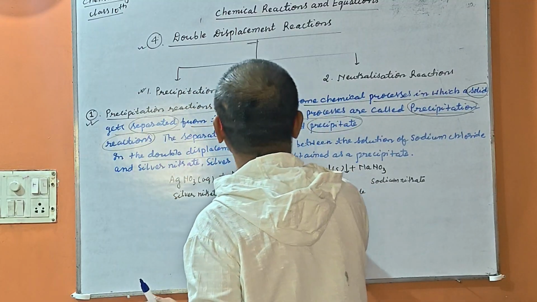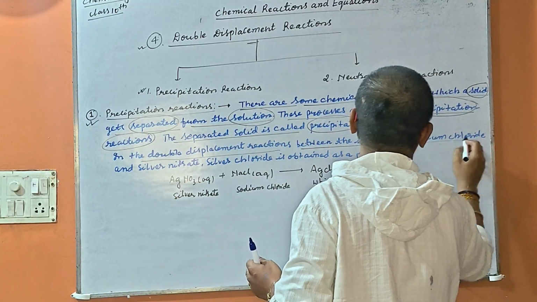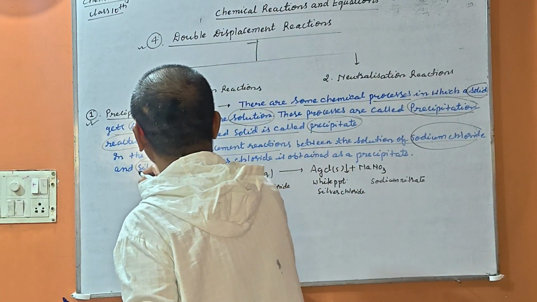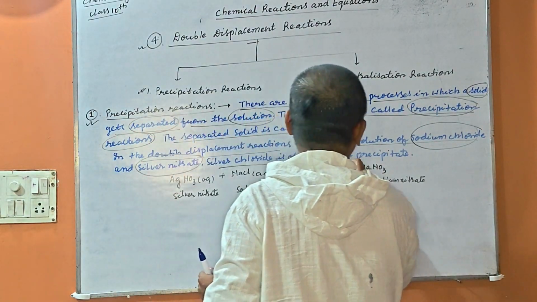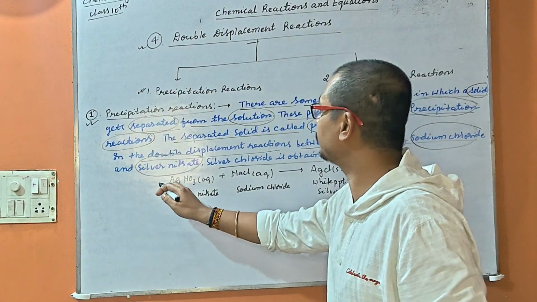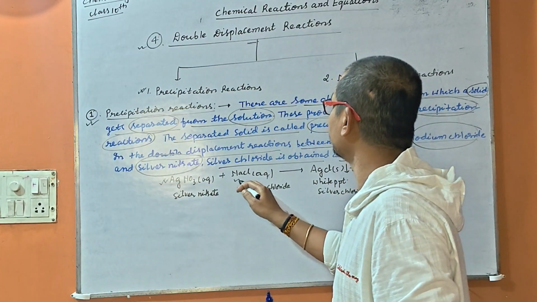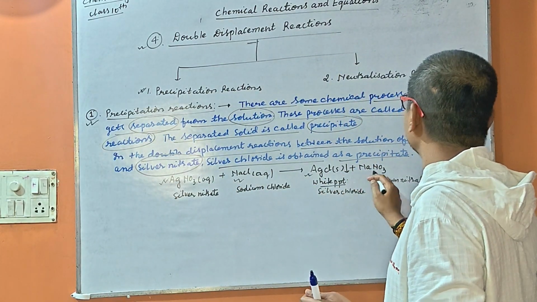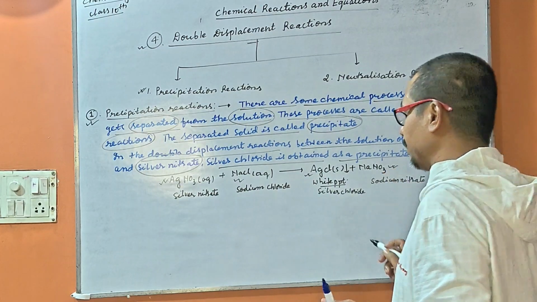Example, in the double displacement reaction between the solution of sodium chloride and silver nitrate, silver chloride is obtained as a white precipitate. You can see AgNO3, NaCl, AgCl as white precipitate, and this is the NaNO3.